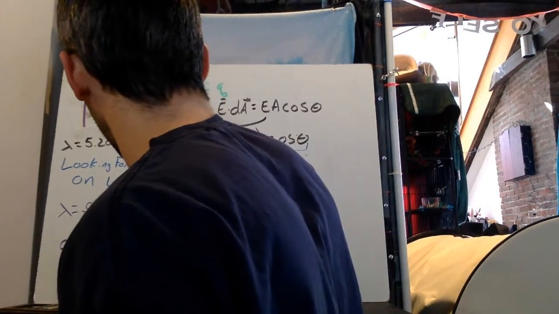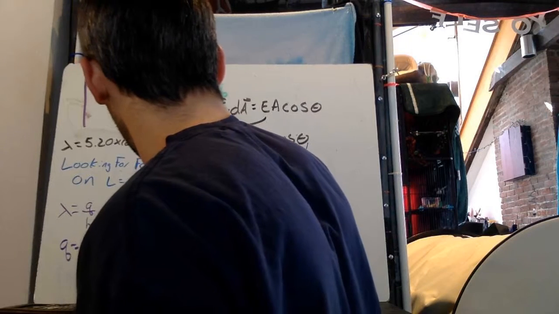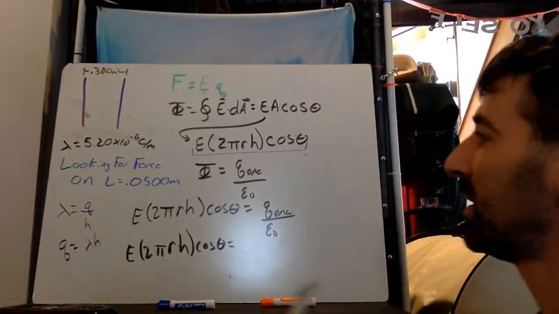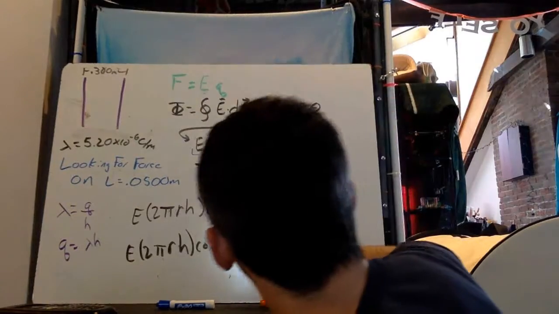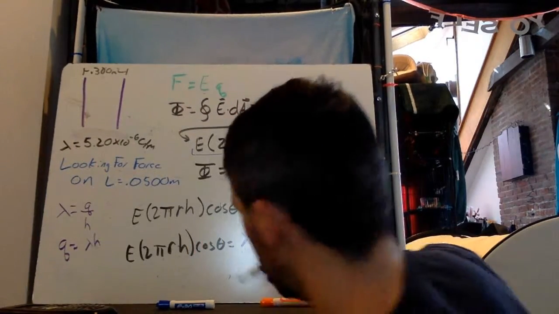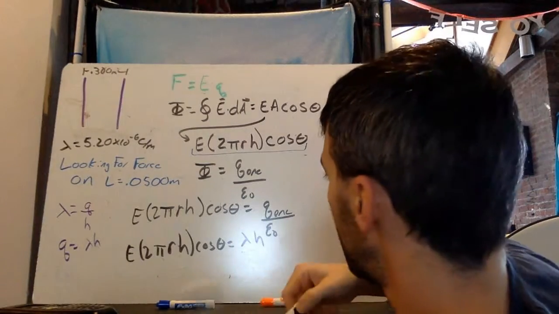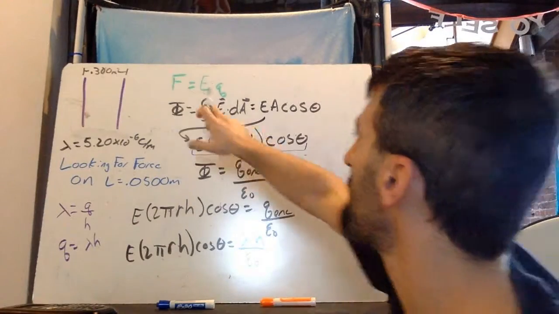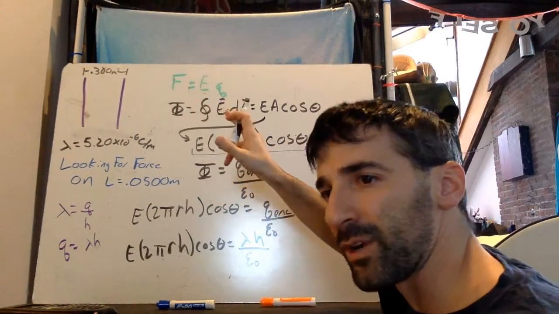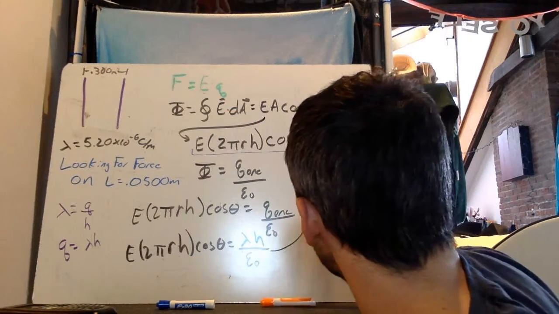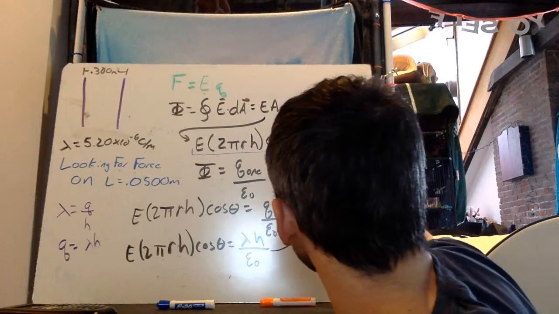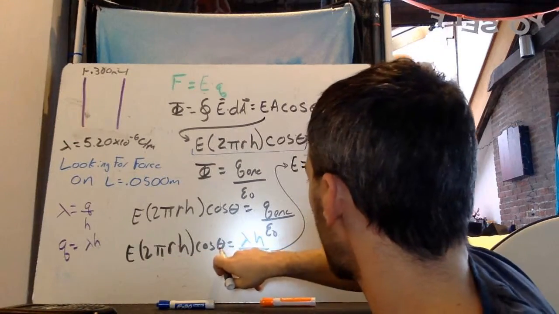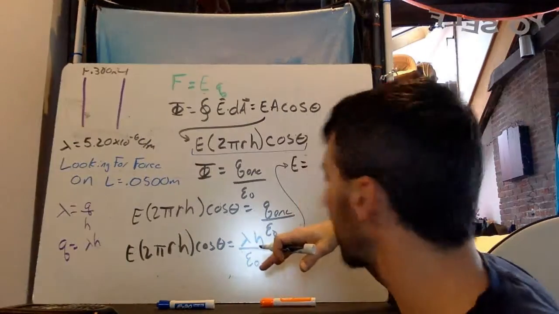I've got my electric field times 2 pi r h times the cosine of theta. That's going to be equal to what I just figured out here, lambda times h, divided by that constant, my vacuum permittivity, epsilon naught. Well, I know I need my electric field, so I'm going to rearrange here. Electric field equals lambda times h over that whole thing, right?